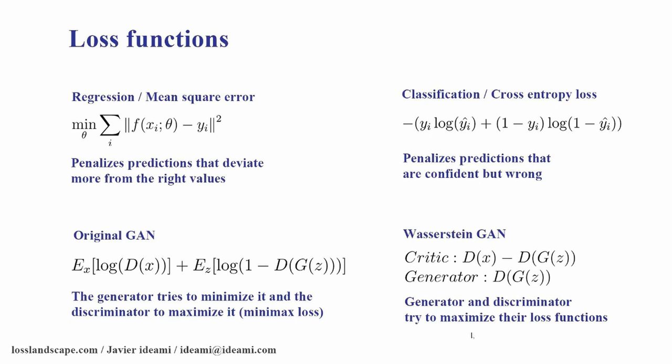If we are classifying images, we may be using cross entropy that penalizes a lot the predictions that are confident but wrong. If we are working with GANs, we may be dealing with this minimax game between the generator and the discriminator as they try to minimize and maximize this function. If we are working with a Wasserstein GAN, then we will see the generator and the critic try to maximize these different functions. All in all, the loss function is trying not only to measure the performance of the network, but also to find the most efficient way to push those weights, those parameters, in the direction that takes us in the most efficient way to the objective that we have.